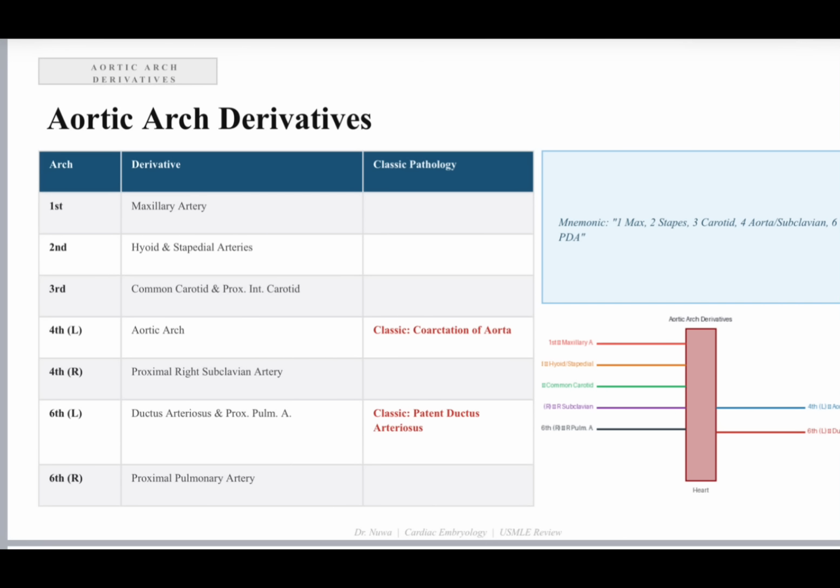Aortic arches, the two you must know cold. Arch 4 left becomes the aortic arch. Pathology, coarctation of the aorta. Arch 6 left becomes the ductus arteriosus. Pathology, patent ductus arteriosus. Everything else, Arch 1 maxillary, Arch 2 stapedial, Arch 3 carotid, Arch 4 right subclavian, is supporting detail.